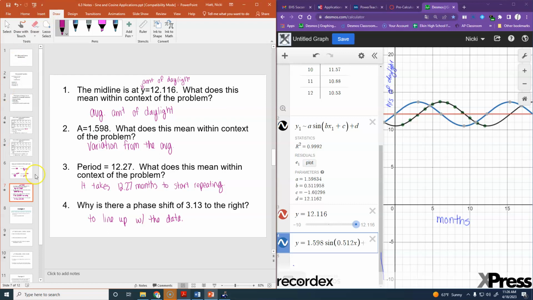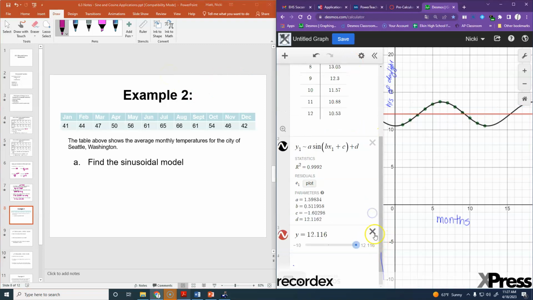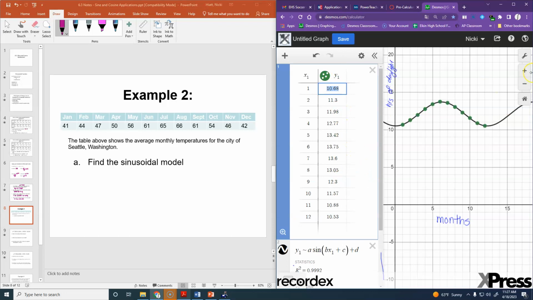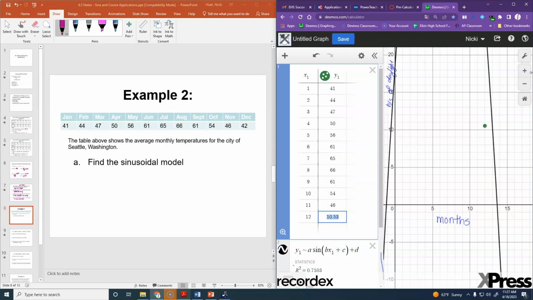Okay, let's look at example 2. All right, we are going to put in some new data. I'm just going to type over top of this I already have. So we're going to move pretty quick. So if you are a quick typer, type it in. If you are slow, you might want to just kind of follow along.